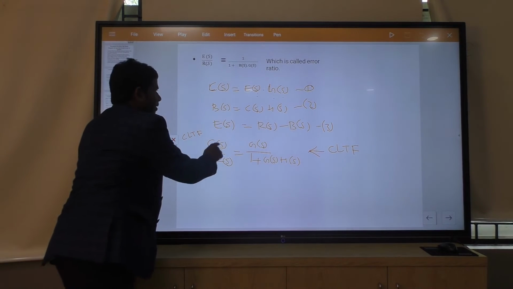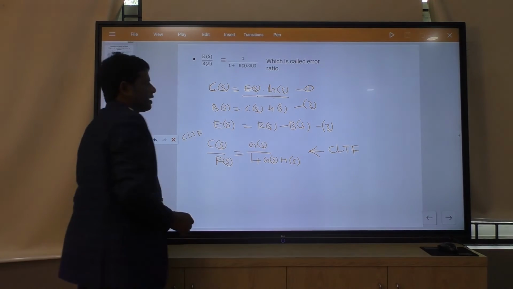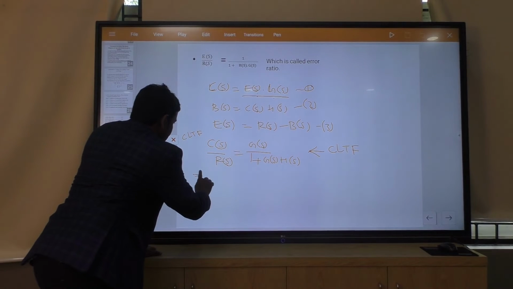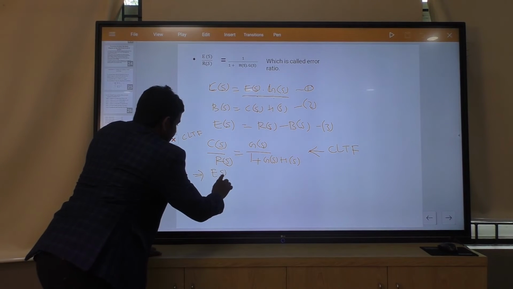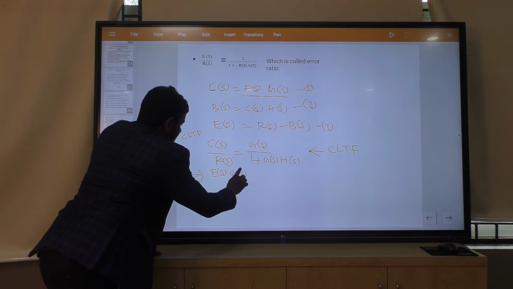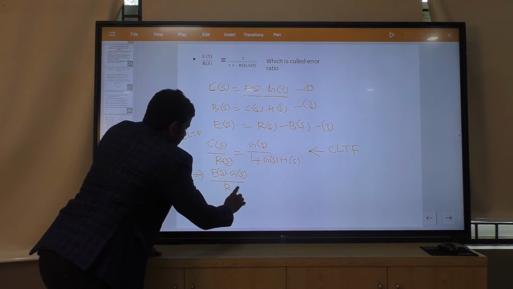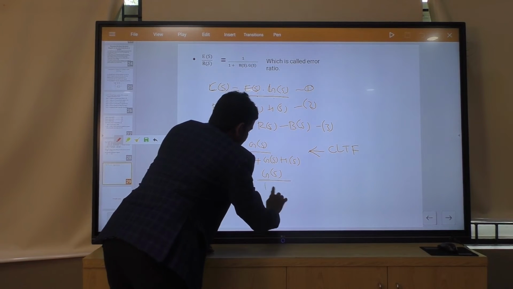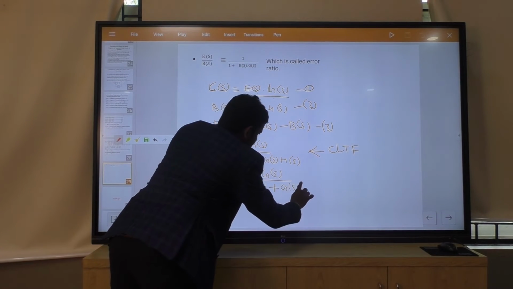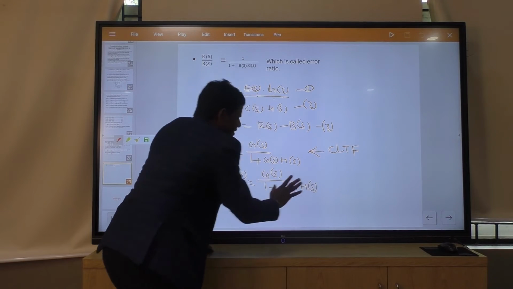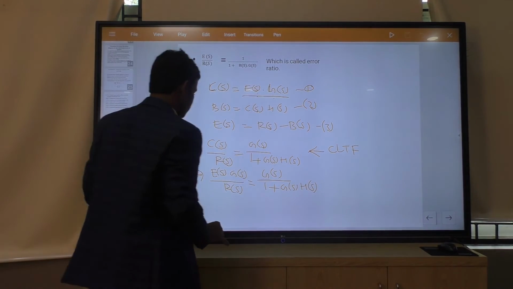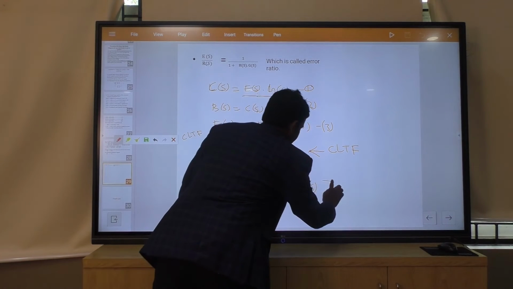But in place of CS, look at equation 1: CS is ES into GS. Put that in. This implies ES into GS by RS is equal to GS by 1 plus GS into HS. HS GS or GS HS, no problem. Okay. This implies what I am getting.